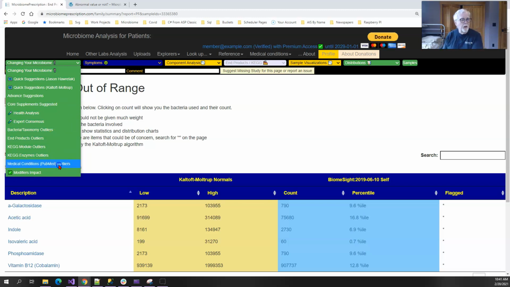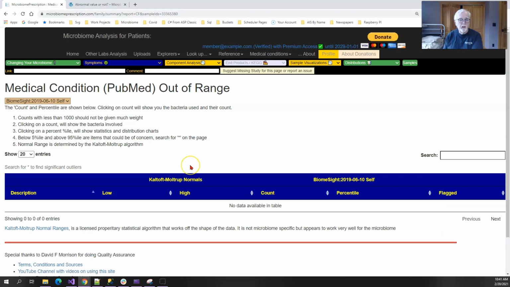We have Keg enzyme medical conditions. You go and take a look, and there's nothing there, and you can change to a different sample, and still nothing there. In other words, none of your bacteria is a good match for known existing medical conditions. In other words, you should probably be happy. Again, the reliability of PubMed data is iffy, but I'm trying the best I can to make a practical application.